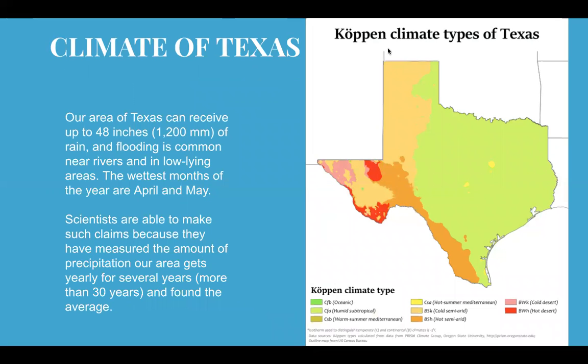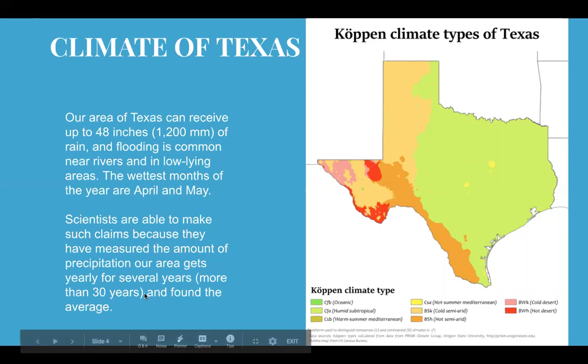All right, so here's the climate of Texas. This shows different areas. Our area of Texas can receive up to 48 inches, that is 1,200 millimeters, of rain. Flooding is common near rivers and in low-lying areas. The wettest months of the year are April and May. Scientists are able to make such claims because they have measured the amount of precipitation our area gets yearly for more than 30 years and found the averages. That's how we come up with climates of different areas, what it's like to live in that area.